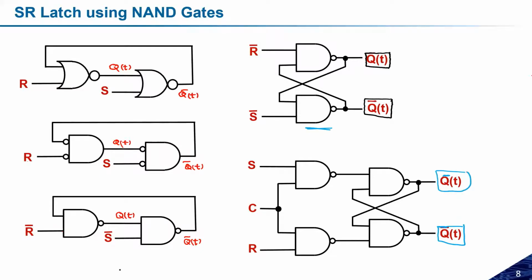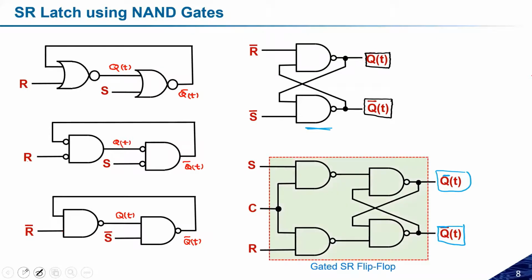So this is how we can make a gated SR latch or SR flip-flop. Here, what is the difference between the first circuit and the second circuit? These two circuits differ in that we have added the clock pulse. That is, the logic is clock controlled. Okay, so this logic is clock controlled.